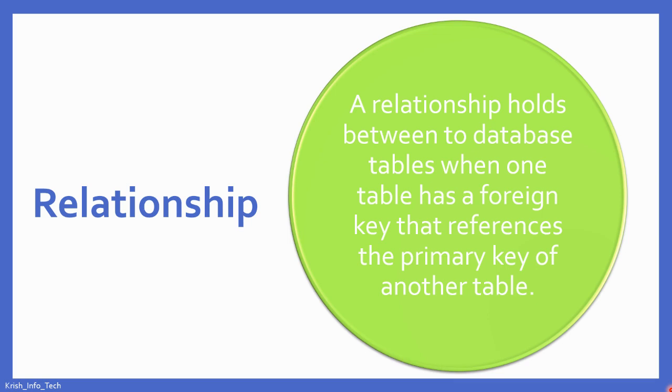When one table has a foreign key that references the primary key of another table, what we mean here is the relationship is based on the key, some common field. So the common field is going to be called a foreign key and primary key. About primary key and foreign key I'll explain later.